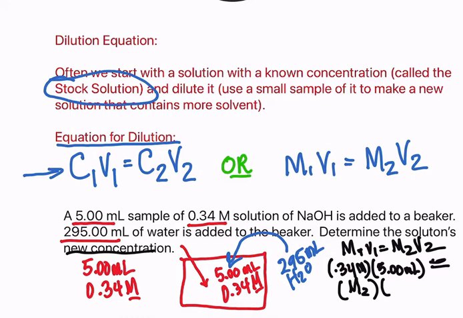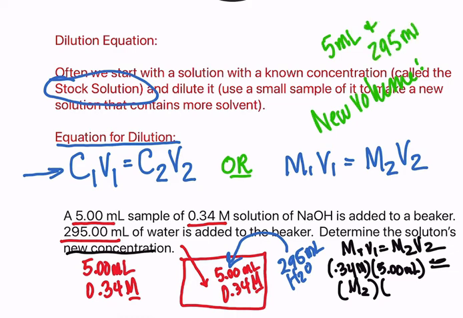And the new volume. So let's talk about this new volume. The volume is the total amount of solution, which was 5 milliliters, and I put it with 295 milliliters. So what would be the new volume? If you said 300, you are correct. And then what we'll do is solve this problem. You'll say 0.34 times 5 equals M2, which we can treat as X, times 300, and you're going to go ahead and solve it from there.